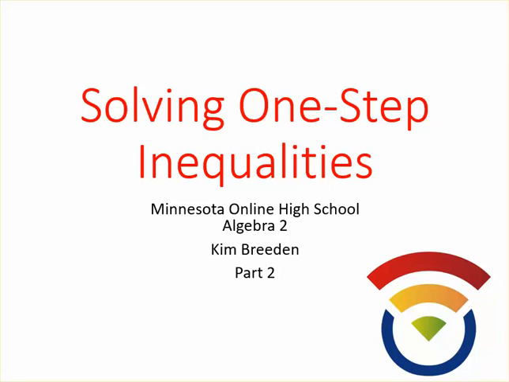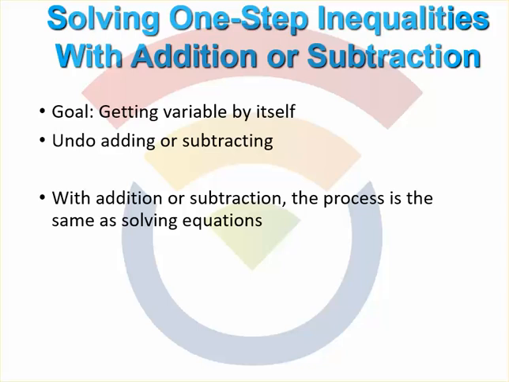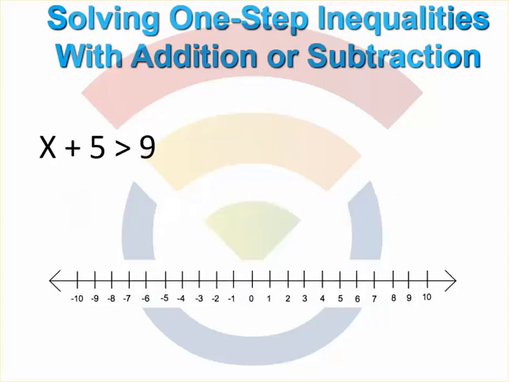Our second video, where we will solve one-step inequalities. Let's start with one-step inequalities where we just have addition or subtraction. The goal is to get the variable by itself. We're going to do that by undoing adding or subtraction. This is exactly the same as when you solved one-step equations involving adding or subtracting.